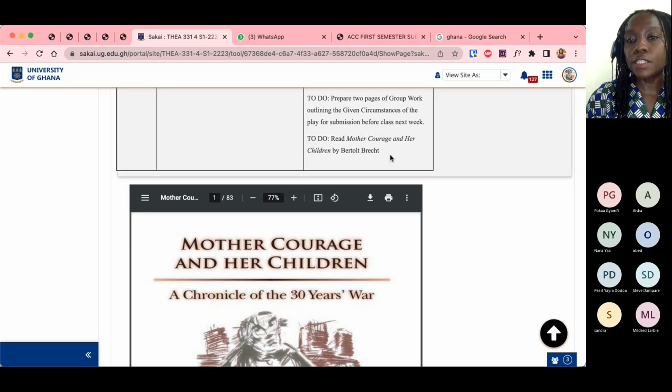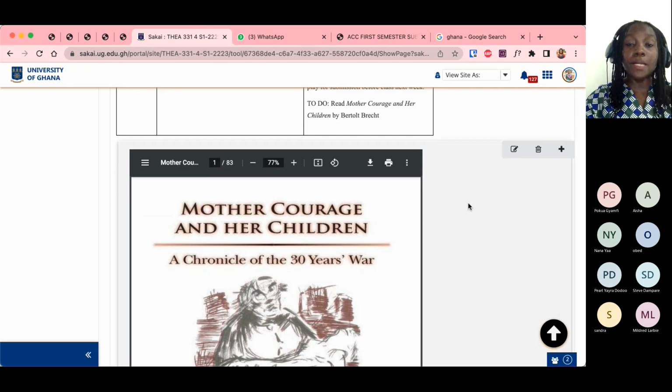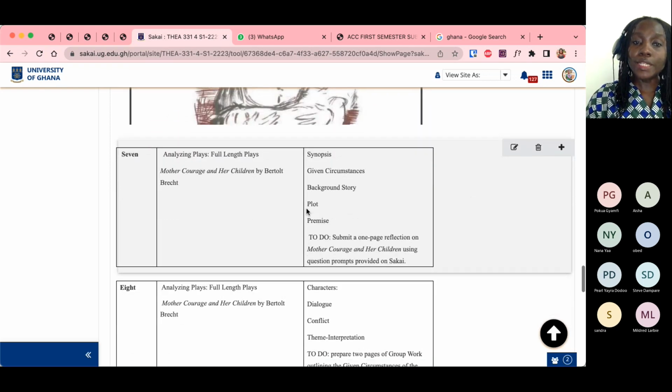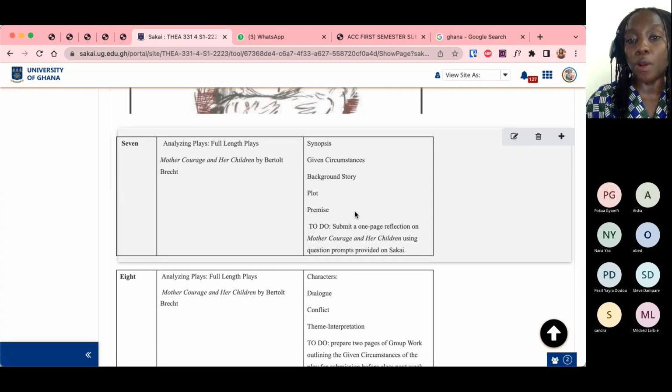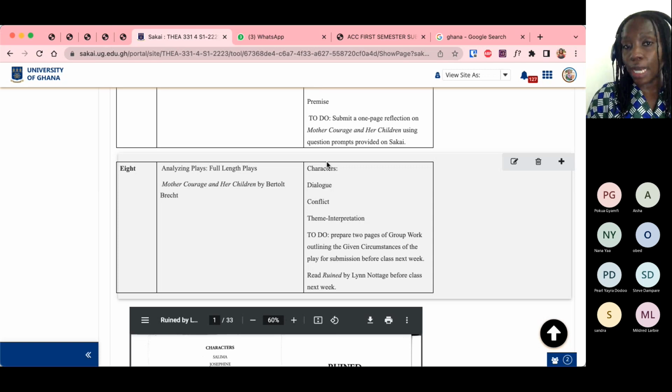And then after this, we'll continue the reading and analysis of another play, which is Mother Courage and Her Children by Bertolt Brecht. And so during week 7, we will analyze half of it, looking at synopsis, given circumstances, background story, plot, premise, and then you're supposed to submit 2 pages, individual assignments. And then the following week, we continue the analysis by looking at characters, dialogue, conflict, theme, interpretation. And then groups are to submit their group work on the same play.